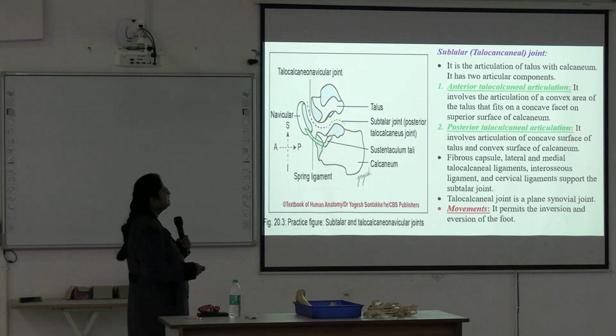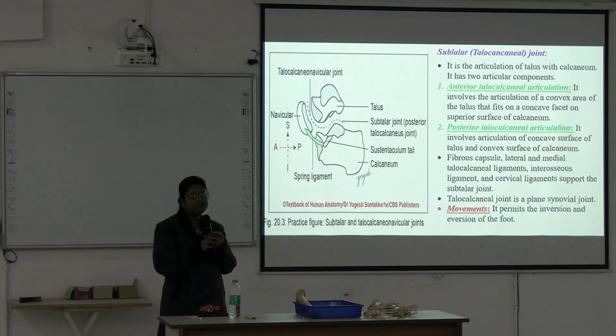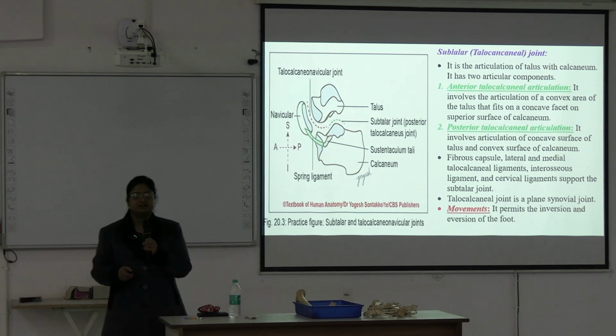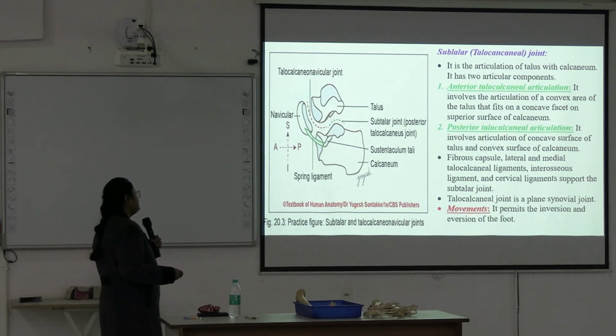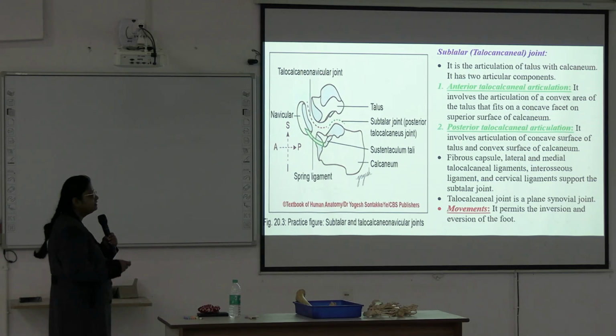The posterior talocalcaneal articulation involves the concave surface of the talus and the convex surface of the calcaneum. The fibrous capsule, lateral and medial talocalcaneal ligaments, interosseous ligament and cervical ligament support this subtalar joint. This talocalcaneal joint is a plain synovial joint. The type of joint is asked in your viva: subtalar joint, what type of joint? Plain synovial joint. It permits inversion and eversion of the foot, mainly occurring between the talus and calcaneum.